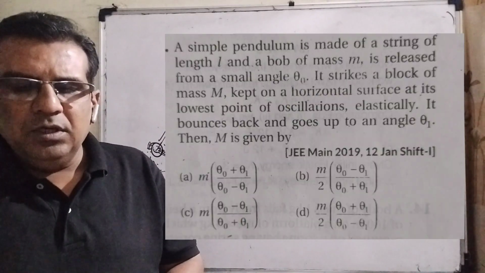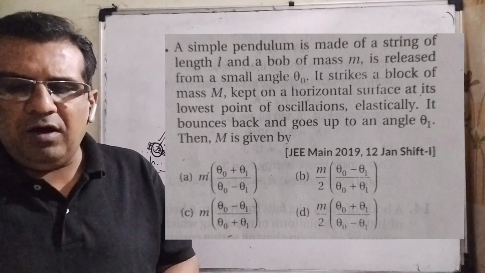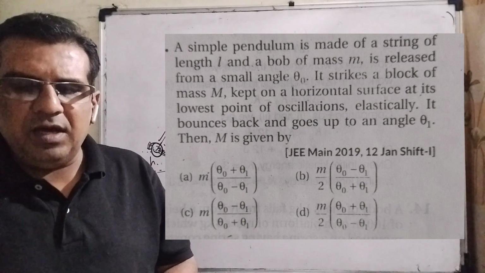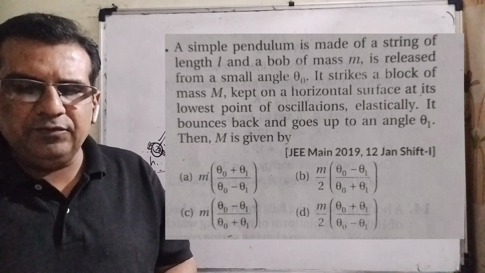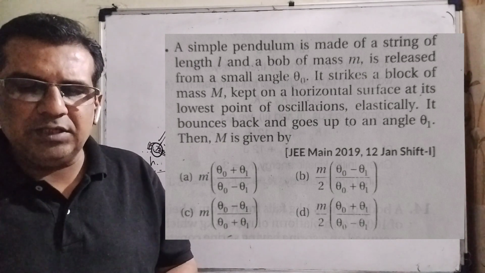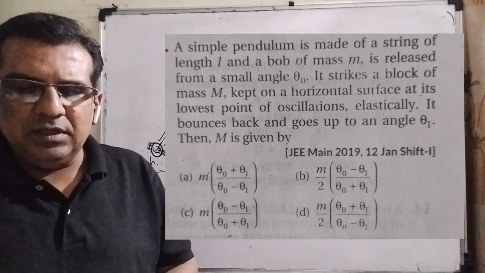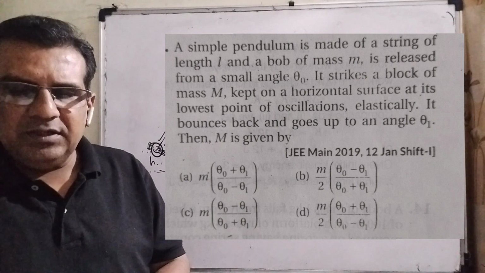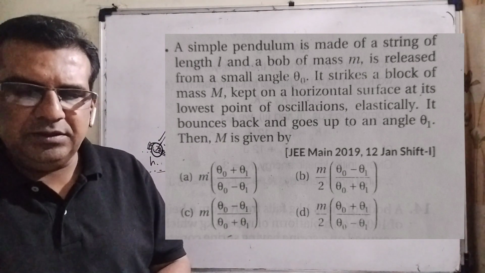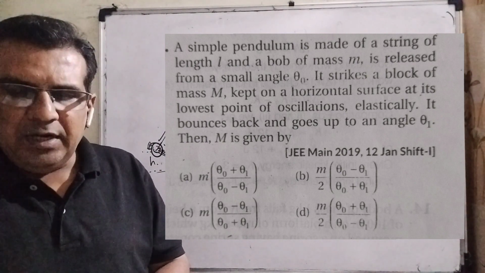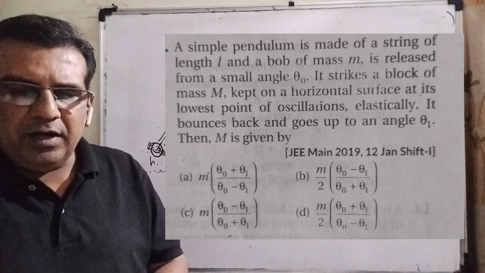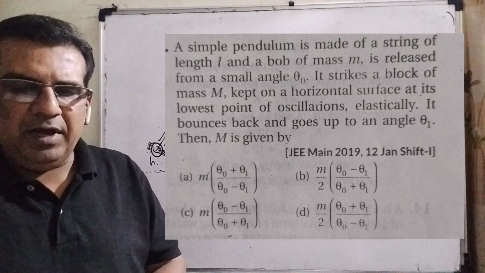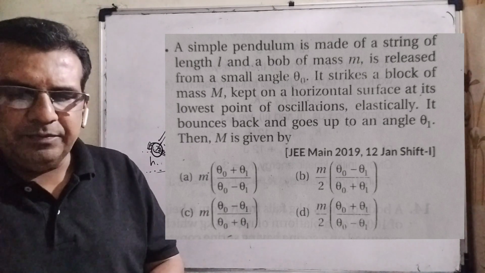Here is the question. A simple pendulum is made of a string of length small l and a bob of mass small m. It is released from a small angle theta naught. It strikes a block of mass capital M kept on a horizontal surface at its lowest point of oscillation, elastically. It bounces back and goes up to an angle theta 1. Then capital M is given by. Here we have given four options.